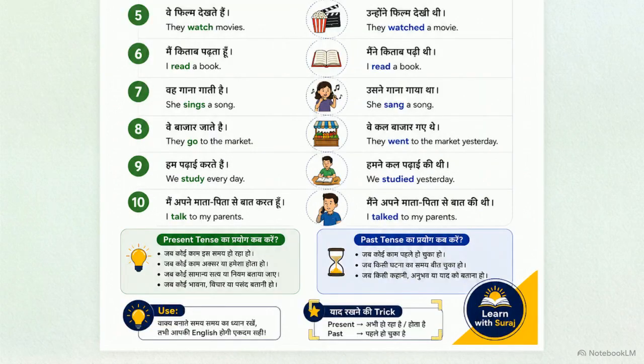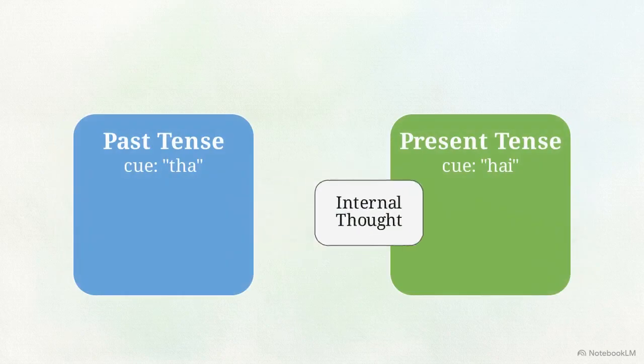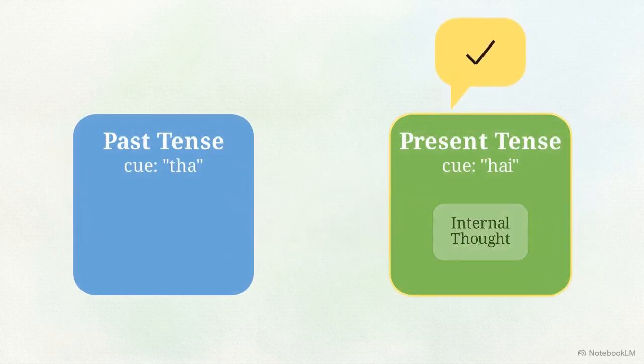Here is the most reliable trick for native Hindi speakers. If your thought ends in hai or hota hai, you are likely in the present tense. If your thought concludes with ta or chuka hai, the action is finished, placing you in the past tense. By identifying those specific Hindi cues in your own head, you can accurately assign your sentence to the correct English time frame before you begin speaking.